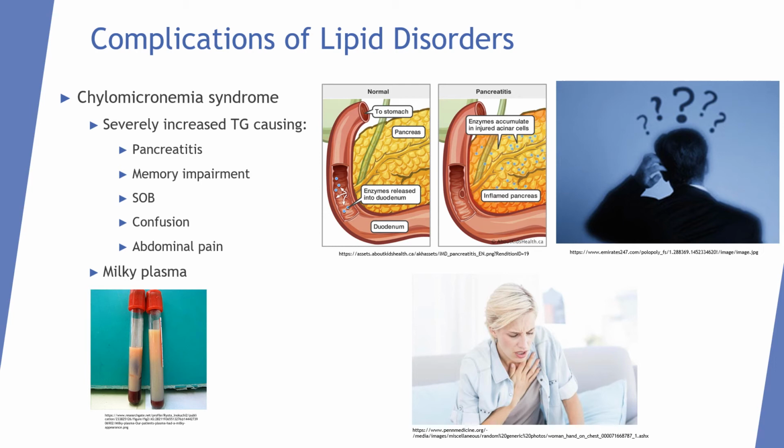Complications of lipid disorders include chylomicronemia syndrome, which is a very severely increased triglycerides causing the following symptoms: pancreatitis, memory impairment, shortness of breath, confusion, and abdominal pain. When observing the serum and centrifuging it down to different components, you may also notice that the plasma portion appears very milky.